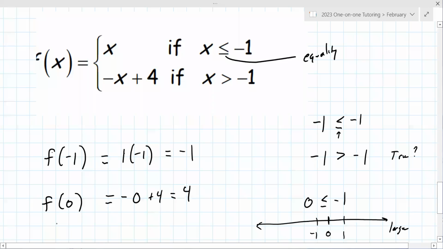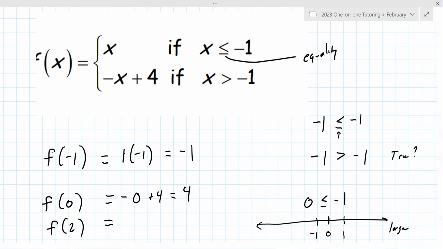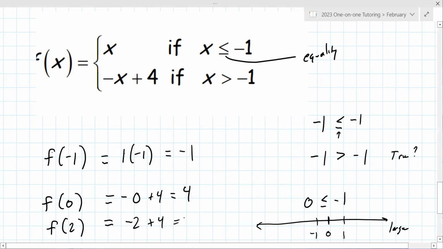Good. All right, last one here. F of 2. It's the bottom one. Okay, so put 2 in for x in the bottom one and tell me the result. It's just 2. You got it. -2 plus 4 equals 2.